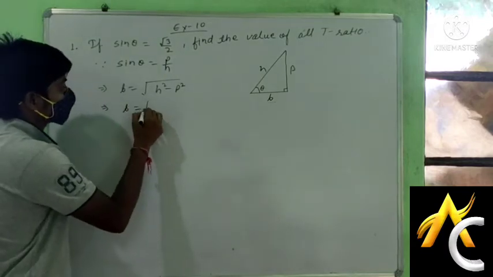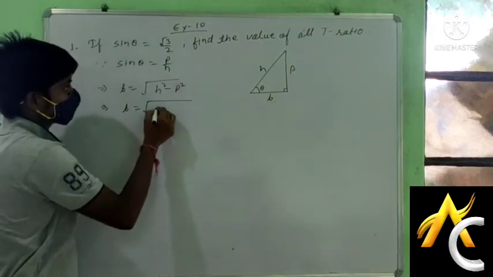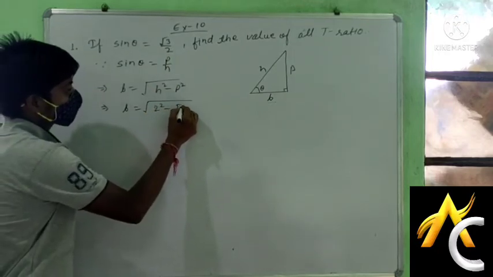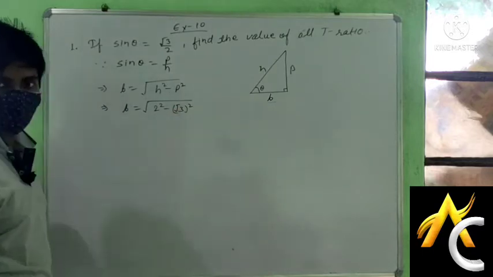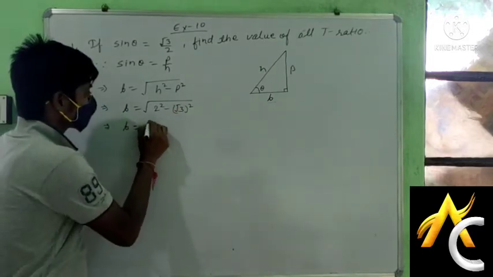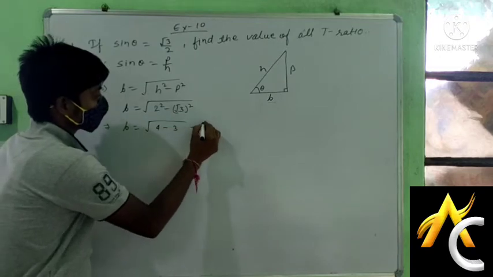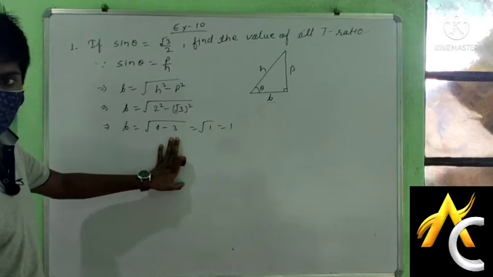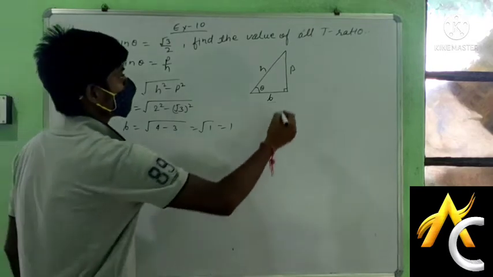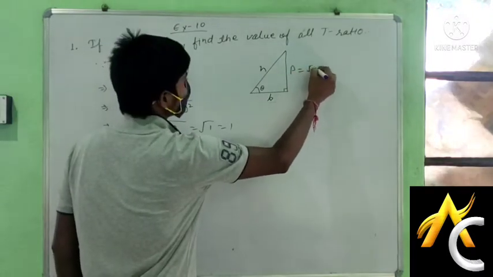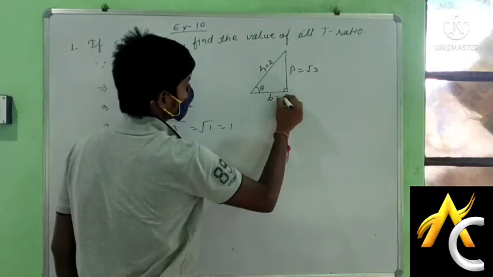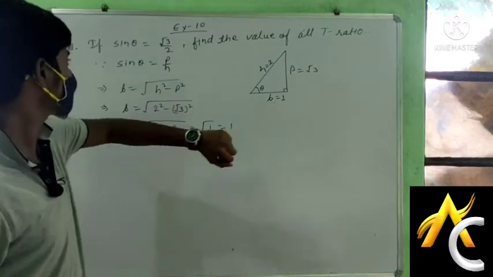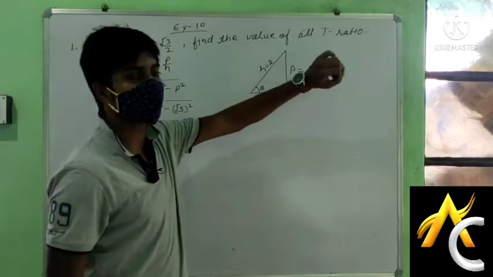That implies B is equal to root under, value of H is 2 and value of P is root 3. That means it will be 2 square minus root 3 square. That implies B is equal to root under 4 minus 3, that is root under 1 will be equal to 1, because root 3 square is equal to 3. Simple. So we have the value of P, that is root 3, H is 2 and B is equal to 1. So we have value of all sides, right? Now we are in position to find the values of all trigonometric ratios.